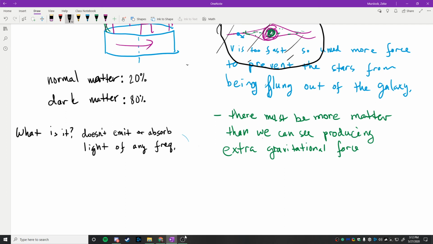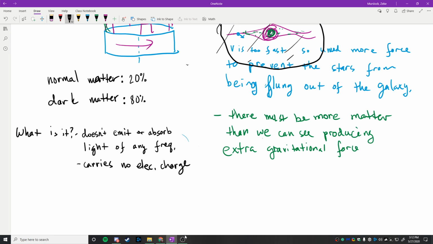But this is the thing that's really important for you to understand. It doesn't emit or absorb light of any frequency. It's not charged in any way, okay? It carries no electrical charge. It has to be neutral. And this is really hard for us, because we have no idea how we're supposed to detect something that has these properties. One of the things that we think we can do, isn't all matter composed of charged particles? Yeah, except for dark matter.